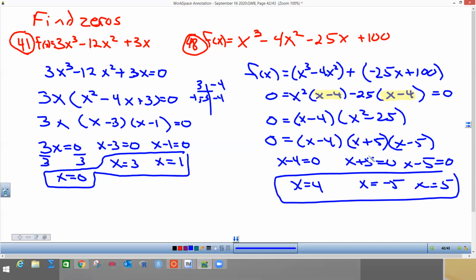Now, there are not always 3, but whatever your biggest power is up here at the top should tell you how many zeros you're going to end up with.